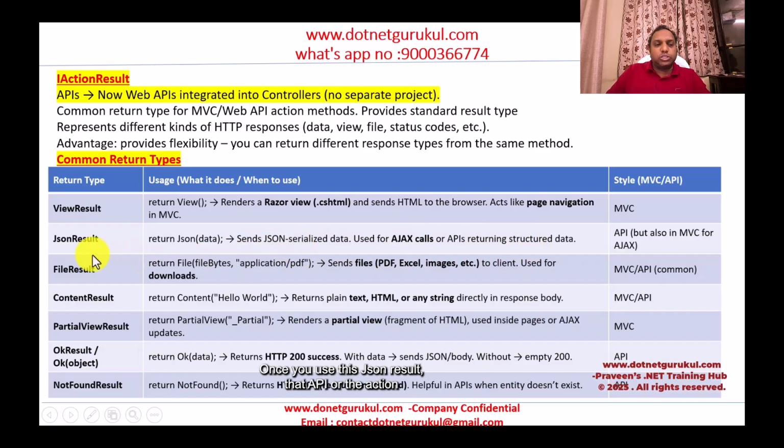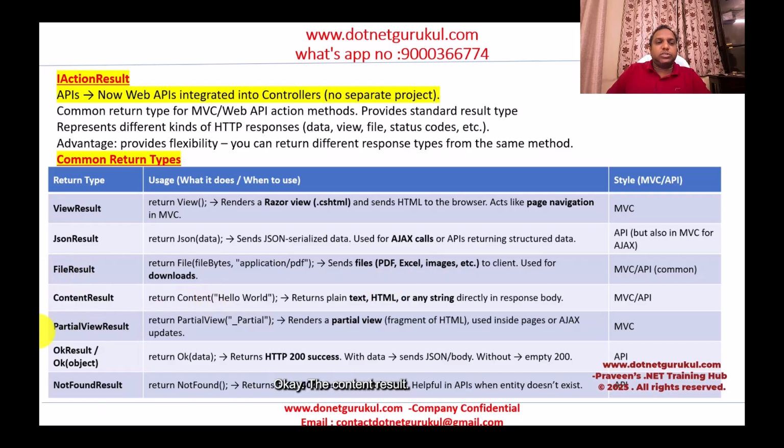Okay, once you use this JSON result, that API or action method, that particular URL route, can be used in other applications, like your console applications or Windows applications, which can consume that API and read that JSON data. In this demo, you will come to know this in detail. Okay, and if I want to download external files like PDF, Excel, or TXT files, then FileResult will be the standard result type.